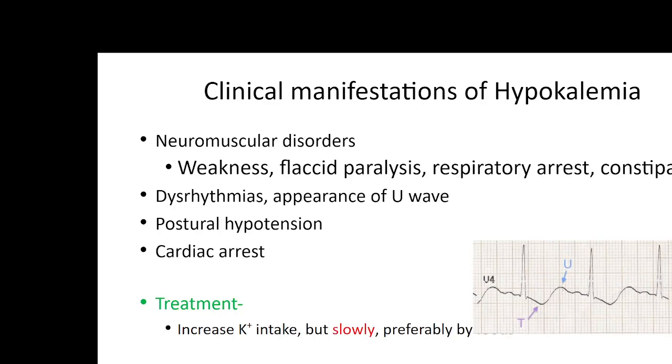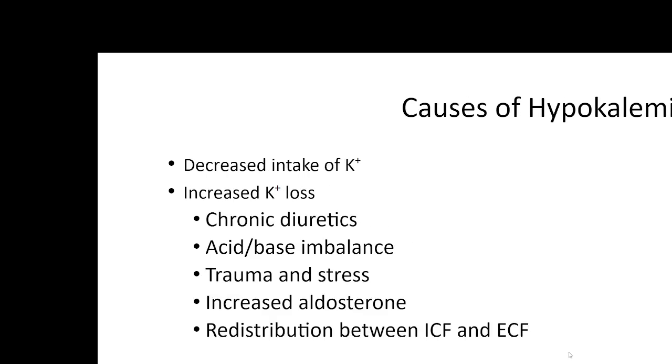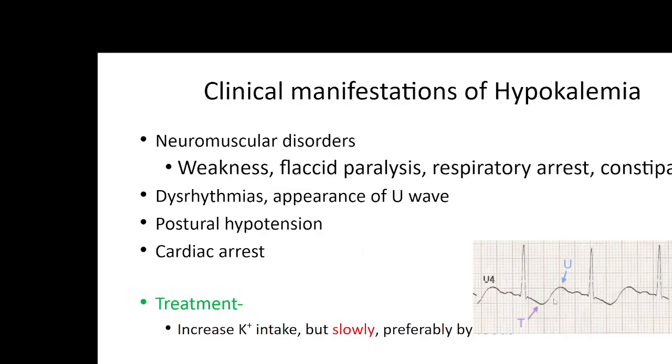The clinical manifestations of hypokalemia: patients may have neuromuscular disorders like weakness, flaccid paralysis, or even, in a very critical condition, respiratory arrest, or arrhythmias. In the ECG, it's typical that there will be a U wave seen. After the T wave, there will be an elevation, and that's very characteristic. Other clinical symptoms could be postural hypotension, where the patient may feel giddiness, and the most serious condition would be cardiac arrest.